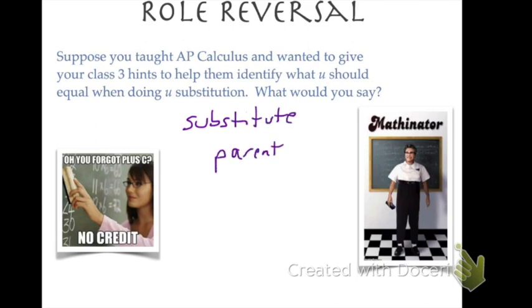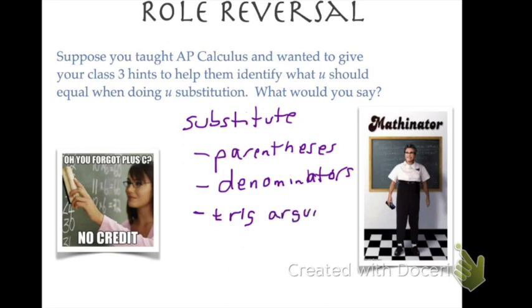Parentheses. We look for denominators. Denominators or parentheses also are going to include radical symbols and trig arguments. What's inside a trig function? Sort of like what's inside parentheses. Those are the 3 things that we usually want to pull out if we can to make things easier. We're basically using this u substitution to help undo chain rules is what we're doing.